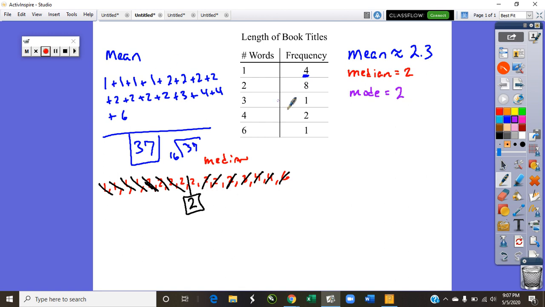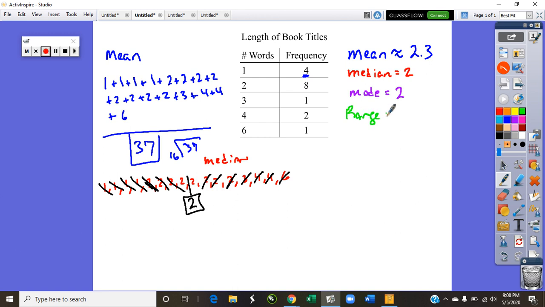Now, sometimes you have more than one mode. Let's say that I happen to have 8 6-word book titles. Then there would be 2 modes. I would write 2 and 6. Okay, you can have more than one mode as long as they're the same amount of the most. Does that make sense?